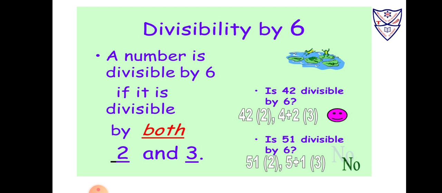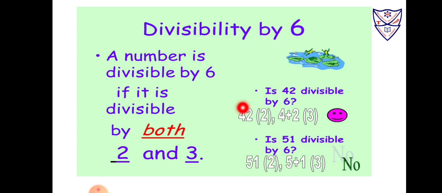Now students, we will understand about the divisibility rule for 6. What is the divisibility rule of 6? A number is divisible by 6 if it is divisible by both 2 and 3. So here 2 and 3 is the rule: for the divisibility of 6, a number should be divisible by 2 as well as 3. For example, if we take 42, is 42 divisible by 6?